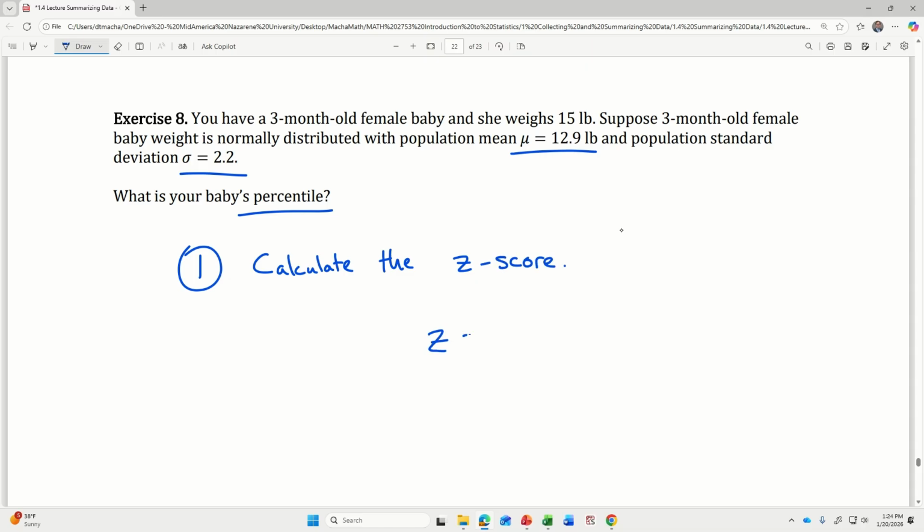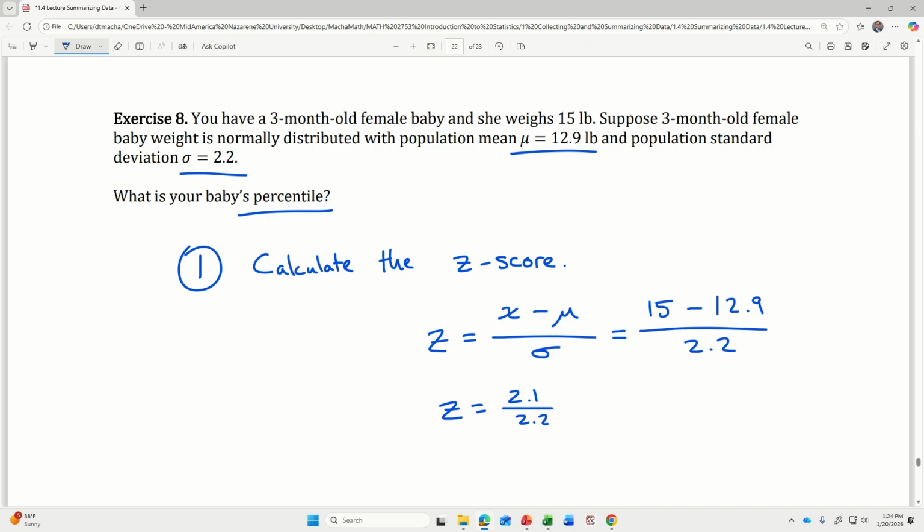And our z-score is going to be our measurement minus the mean divided by the standard deviation. So that's going to be, in this case, 15 minus 12.9 divided by 2.2. And that's going to be 2.1 divided by 2.2. I don't know what that is. 0.9545.